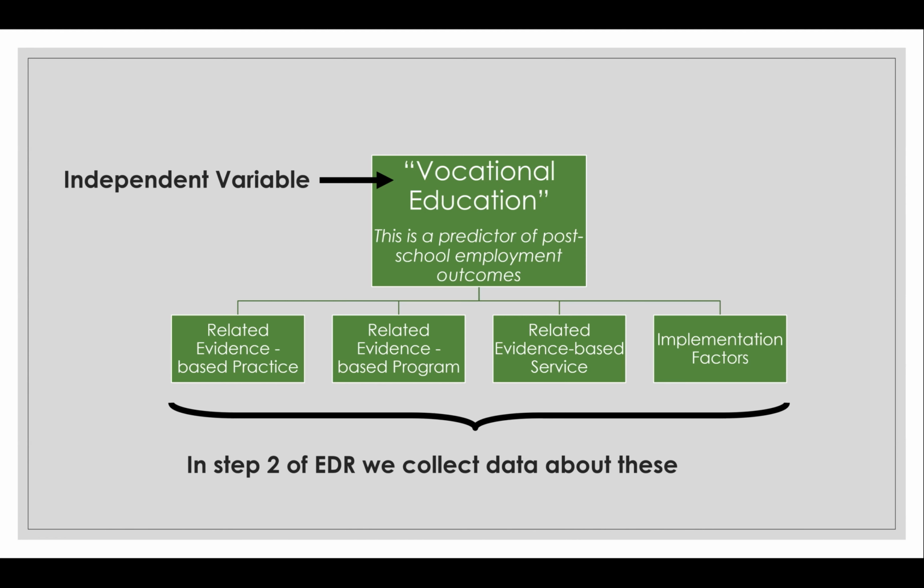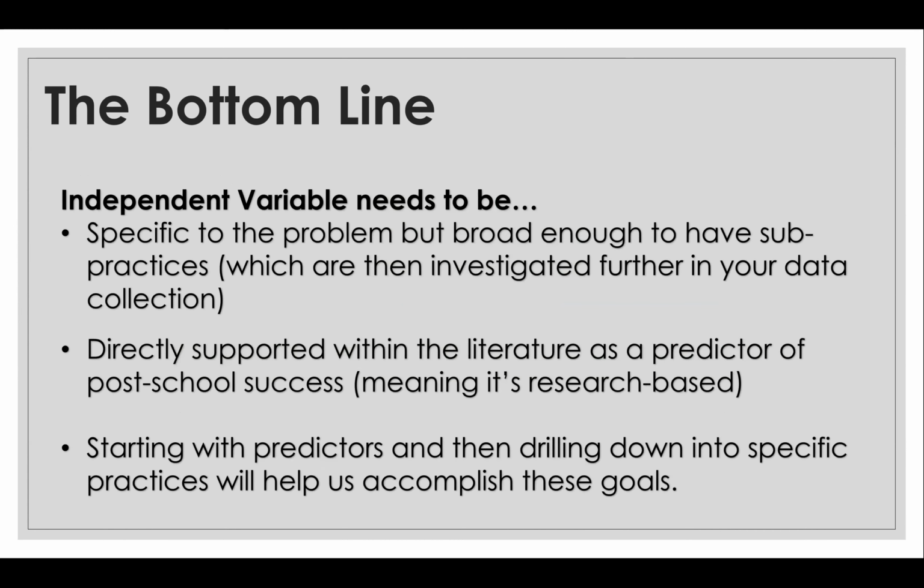So what you'll be doing is looking in the Rowe et al. 2015 article. This vocational education and other domains of practice are already identified for you in that article. And this is where you'll be pulling from to identify your independent variable for your study. So the bottom line is that the independent variable needs to be specific to the problem, but broad enough to have sub-practices, which is why we're going to use these predictor categories.